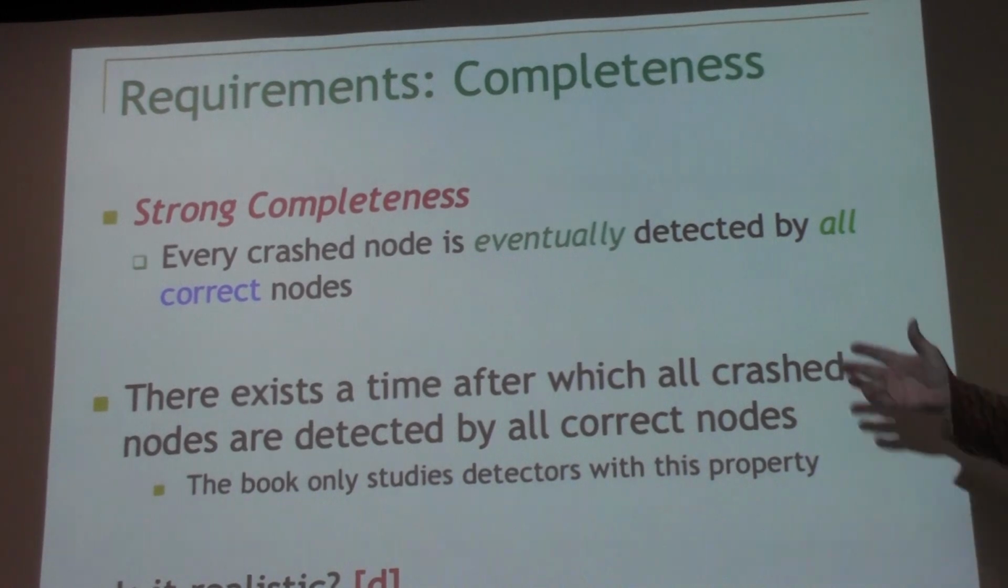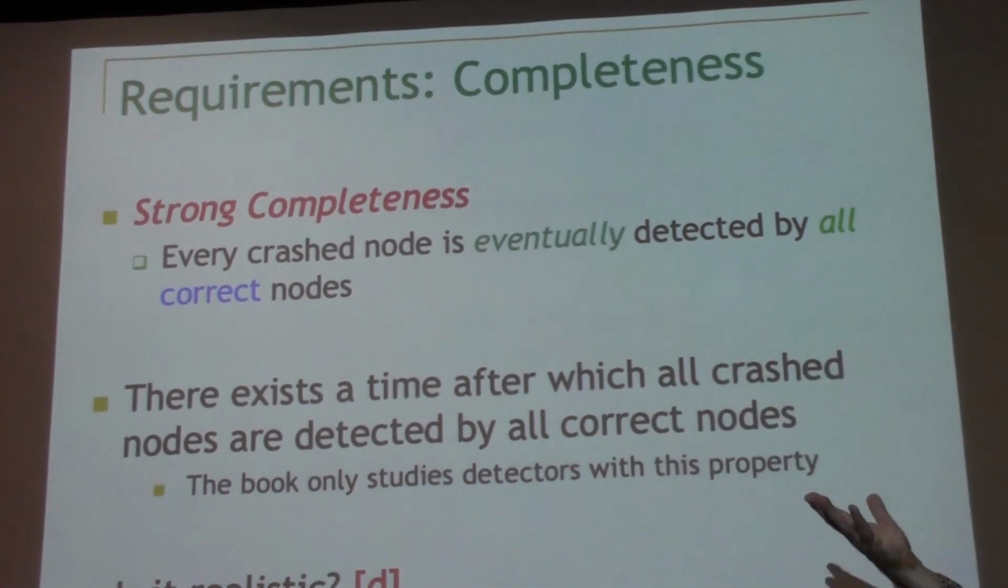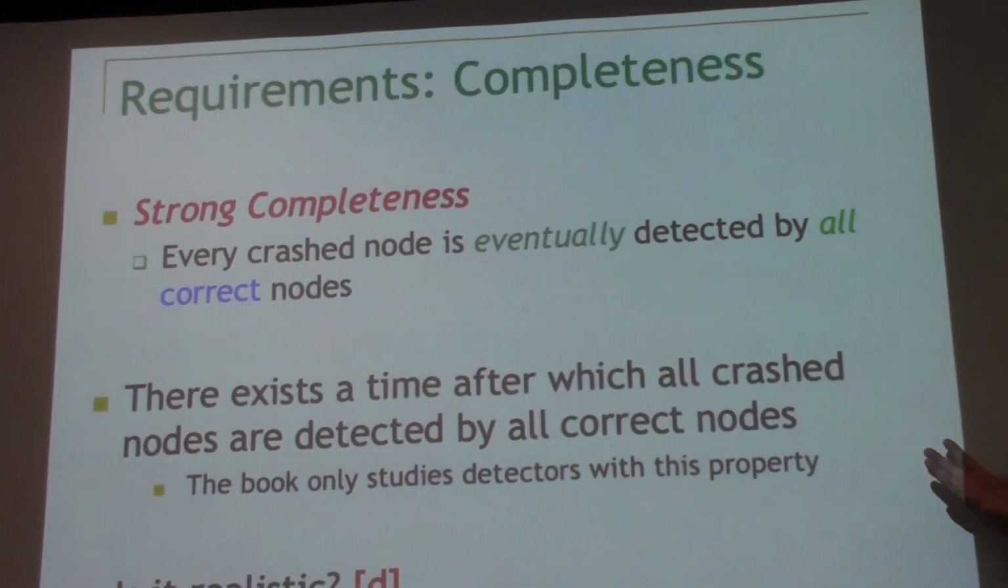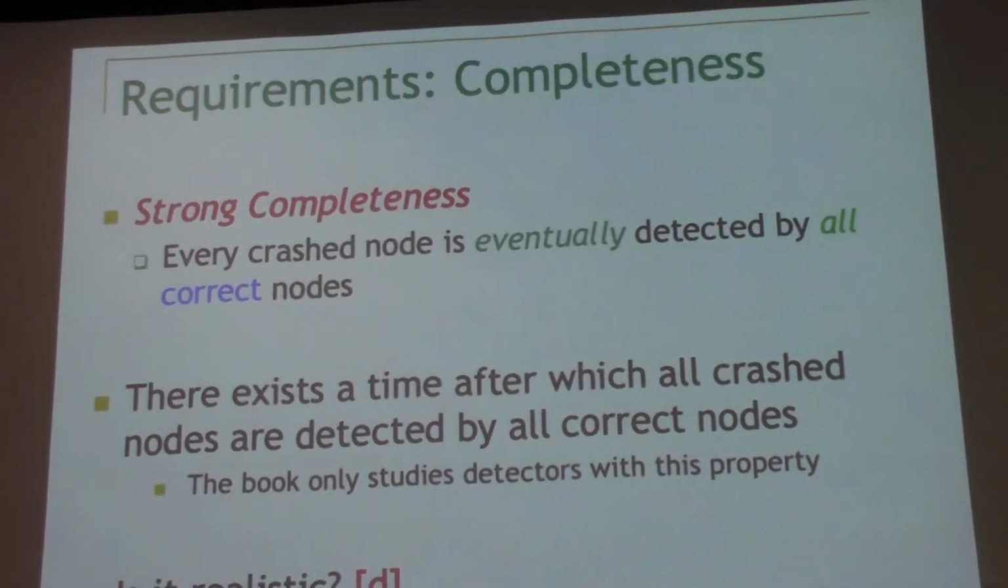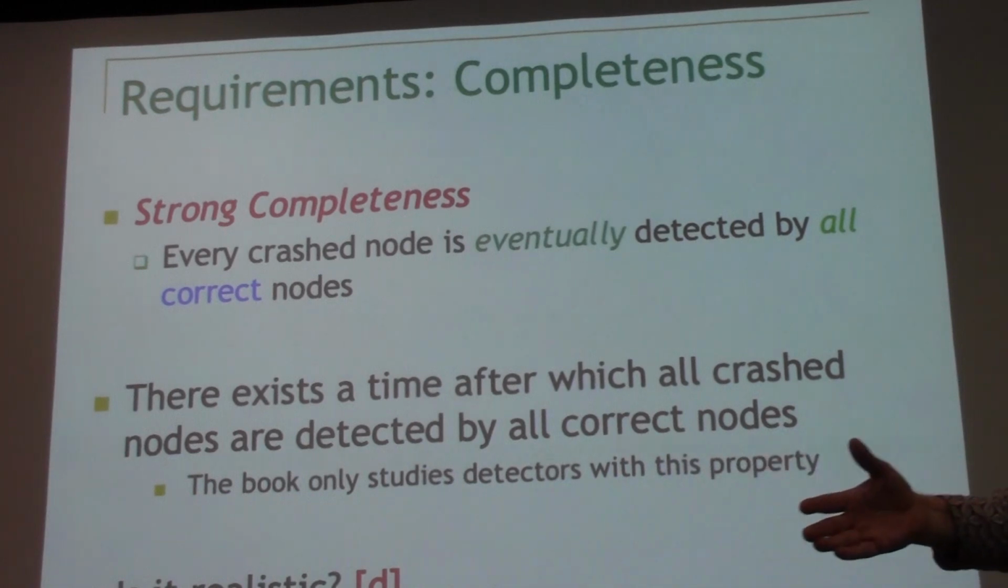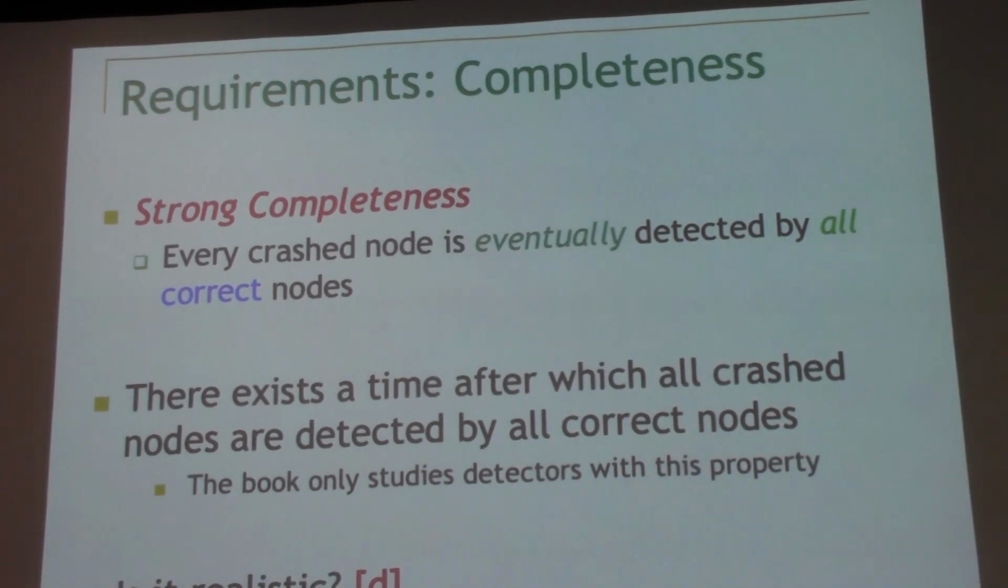Okay? So, is this a realistic property? What do you think? Is strong completeness something that you can actually get? Is it a realistic thing in a real system? Is it nasty or is it nice? Is it easy to get? It's pretty easy, huh? If a node crashes, no messages will come from that node. So every node will notice that, okay?